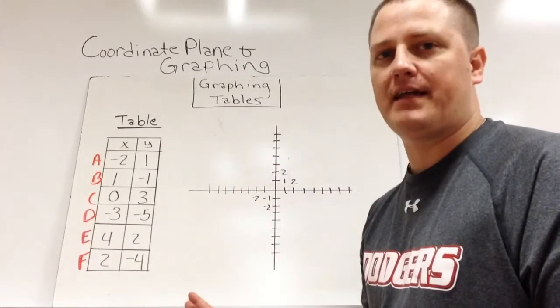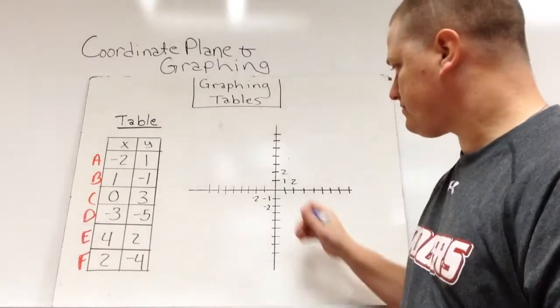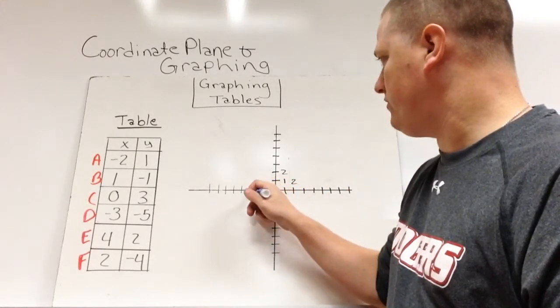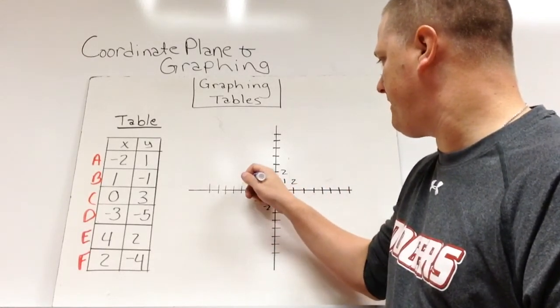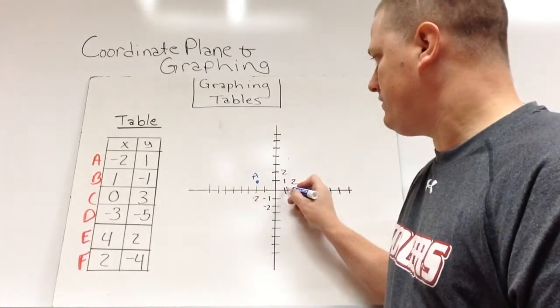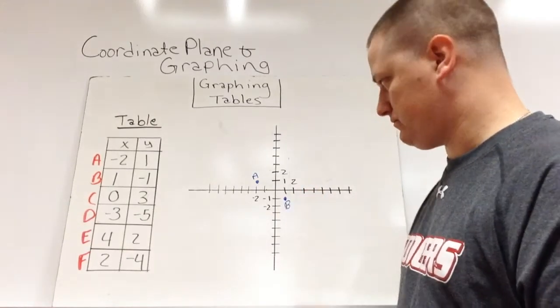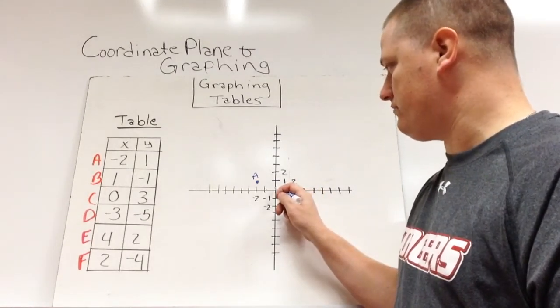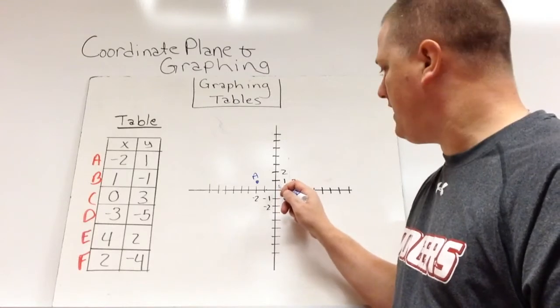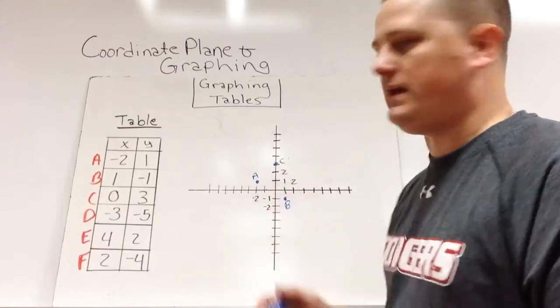We do it exactly like the ordered pair, x and then y. So, negative 2, 1: left 2, up 1. There's A. 1, negative 1, there's B. And 0, so I move none to the right or left, and up 3. 1, 2, 3. And there's C.